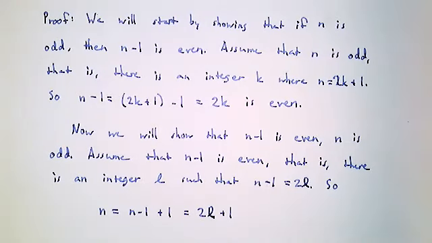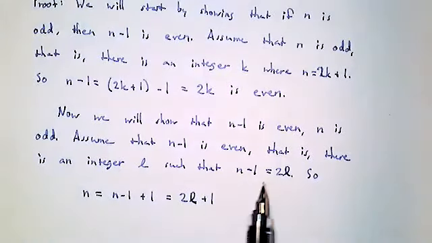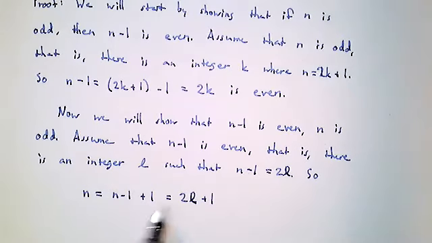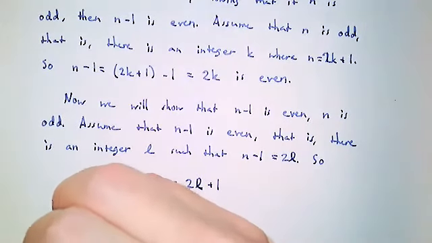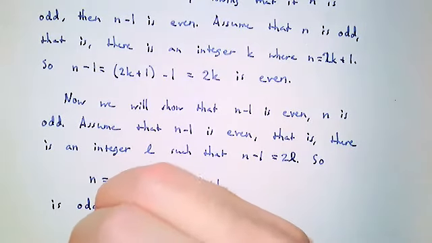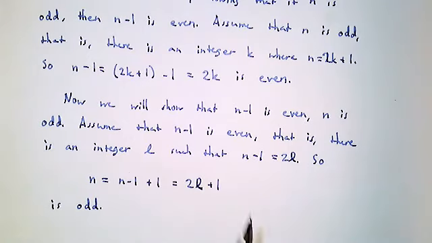Yes, you could start by using algebra. You could start with this equation and just add 1 to both sides. That's totally fine. Either way, you'd still end up with the same equation. N is equal to 2L plus 1. And this equation tells us that n is odd. So either way, you still get to the same conclusion. And that completes the proof.